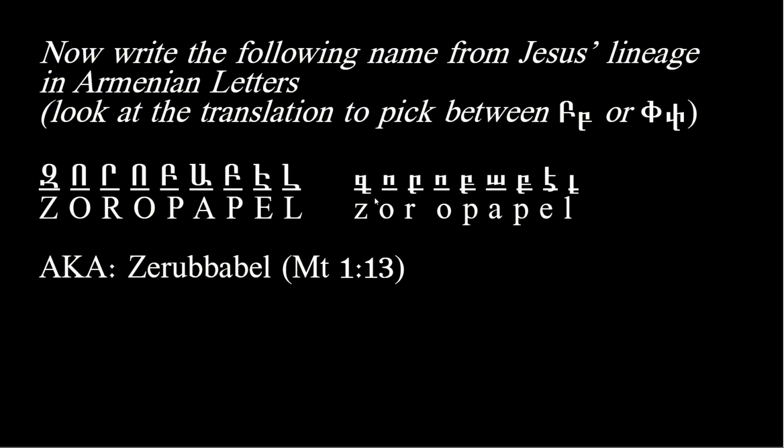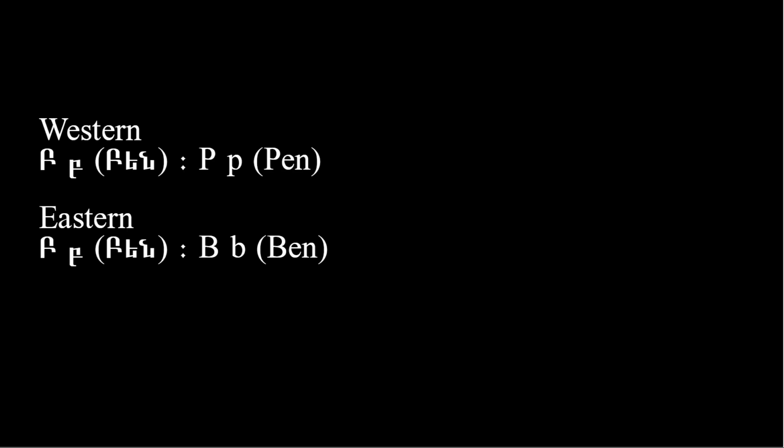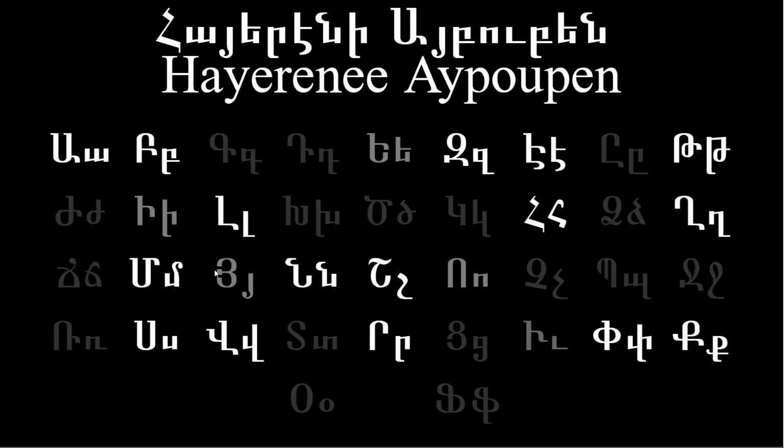Zoropapel. Here we know to use the second letter of the Armenian alphabet, pen, instead of pure because of the discrepancy between the P and the B in other languages. Hopefully you got that, and now let us proceed. So this letter is called pen. That is, using the Western pronunciation. However, in the Eastern dialect, it would be pronounced Ben with a B sound. And now, back to this group. We've covered 2 of them, and the remaining one is this one.